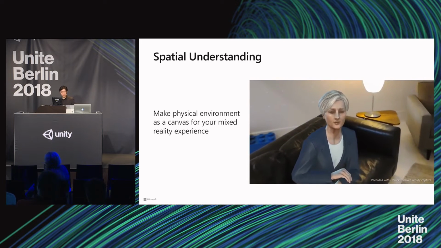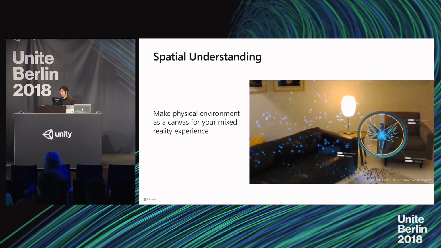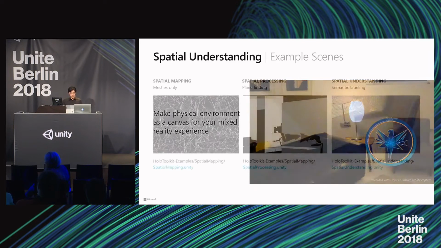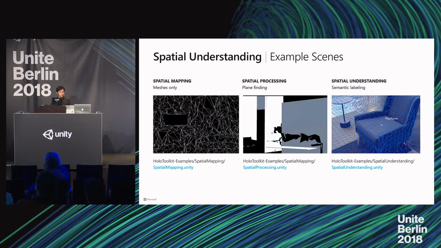And also, as you can see, you can make the characters sit on the real-life couch. In Mixed Reality Toolkit, you can find these three different examples for spatial mapping. The first one is the spatial mapping example. This is the most basic one.